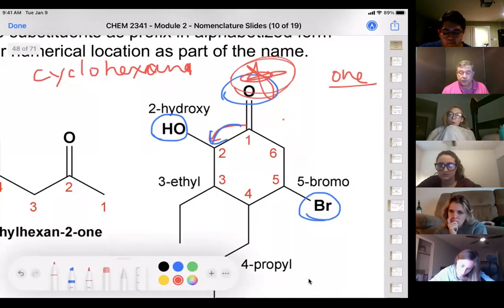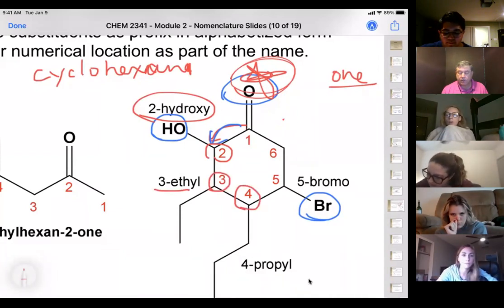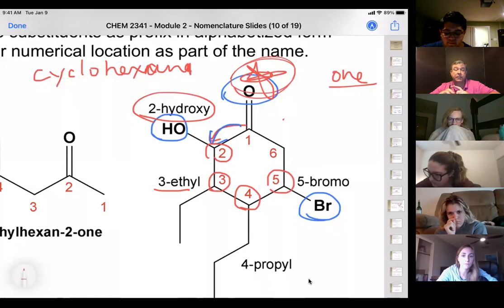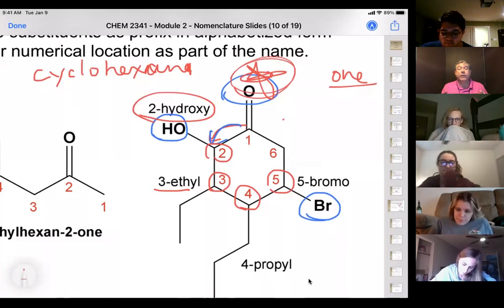So that gives us 2-hydroxy because it's on the 2 position. And our next substituent is a 3-ethyl right here. This is a 4-propyl and a 5-bromo. So we've found our parent hydrocarbon, which is cyclohexane. We found our functional group, which is one, a ketone. And now we've identified the location of all our substituents. Now, all we have to do is put them in alphabetical order, and we have correctly named our system.